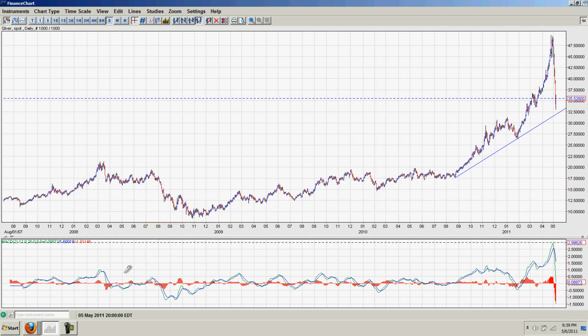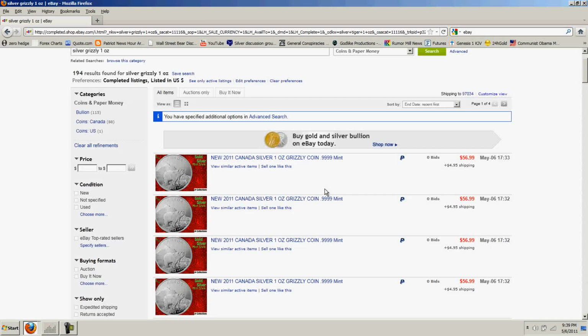So I wanted to visit one of those that I've been recommending very strongly, and that's this Silver Grizzly. Now, it's still available on Tolving, roughly $4 above spot. I think he's listing spot at 35 something. You're still talking 40 bucks a coin.